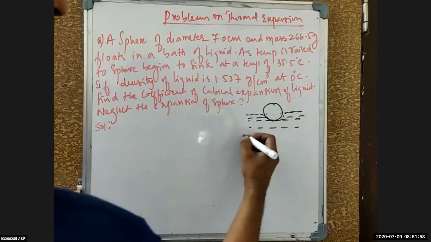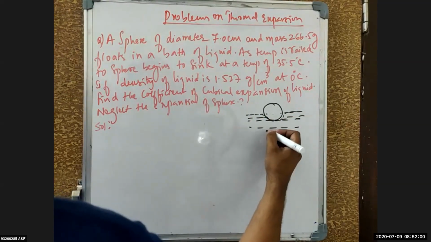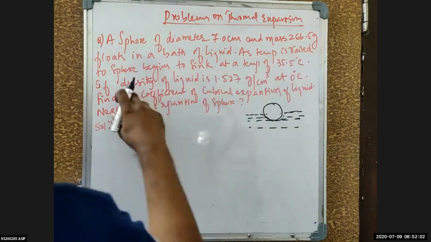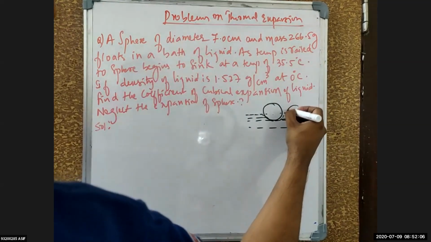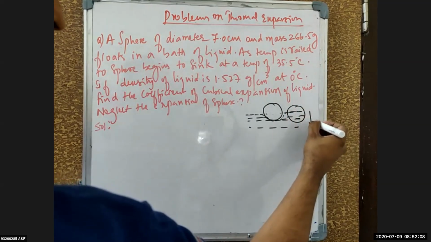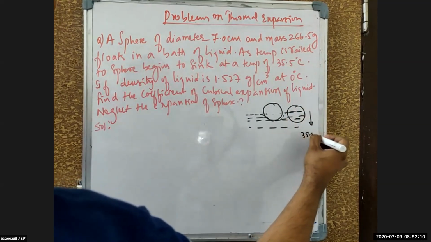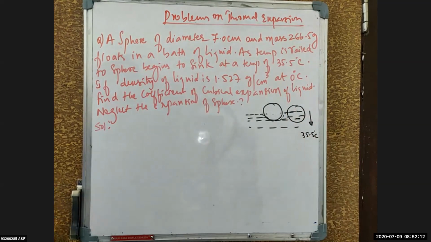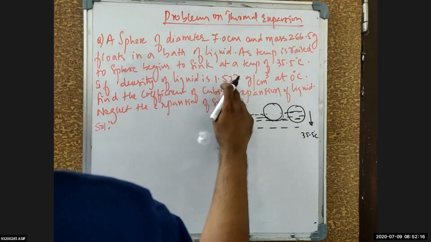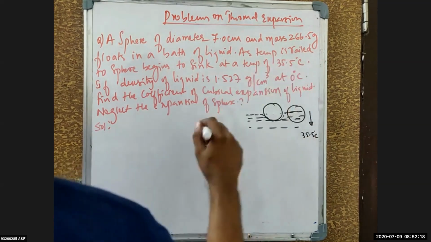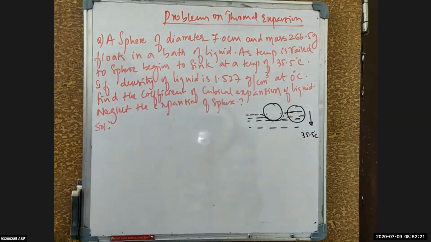As the temperature of the water is being increased to 35 degrees centigrade, the sphere begins to sink. Now the sphere starts moving inside the liquid. It has started sinking at a temperature of 35.5 degrees centigrade. If the density of the liquid is 1.527 at 0 degrees centigrade, find the coefficient of cubical expansion, that means gamma of the liquid. Neglect the expansion of the sphere.